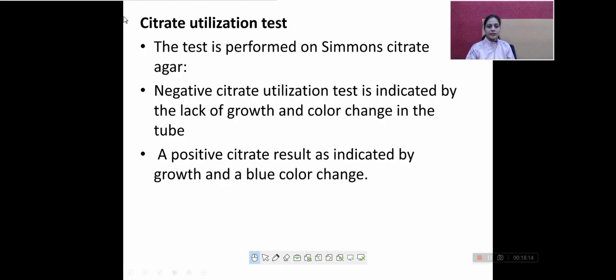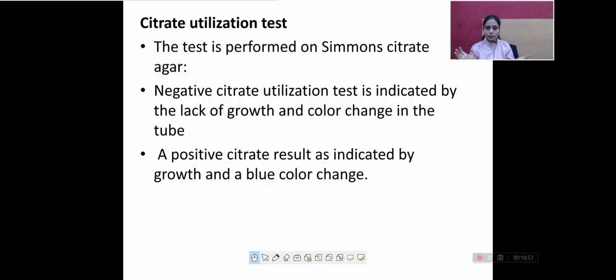A negative citrate utilization test is indicated by the lack of growth and color change in the tube. A positive citrate result is indicated by growth and a blue color change, right? Remember the colors in the citrate test: positive is indicated by blue color, and negative is indicated by no growth and no color change in the tube. Okay?